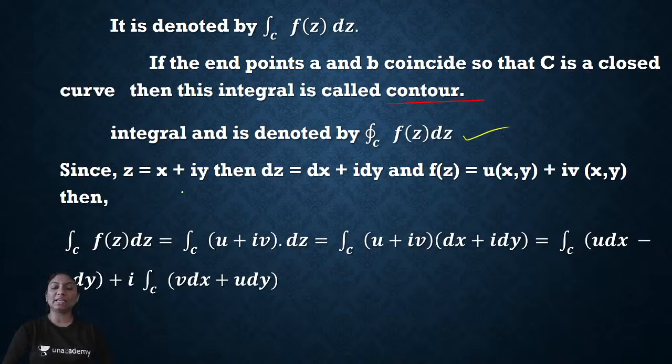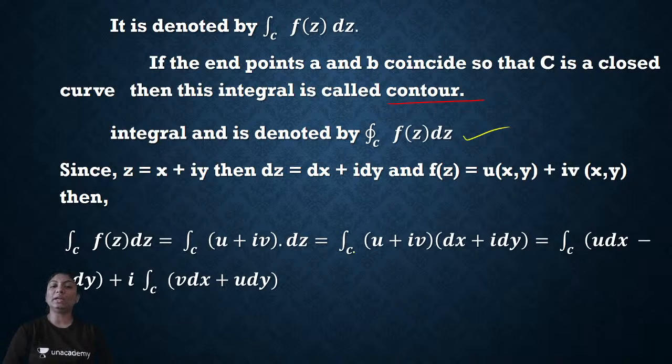Now since z is equal to x plus iy, dz is equal to dx plus i dy, and f of z is equal to u of x, y plus i v of x, y. Then the integral over c of f of z dz is equal to the integral over c of (u plus iv) dz, where f of z is equal to u plus iv. Yesterday we have seen w is equal to f of z is equal to u plus iv, where u and v are functions of x and y.